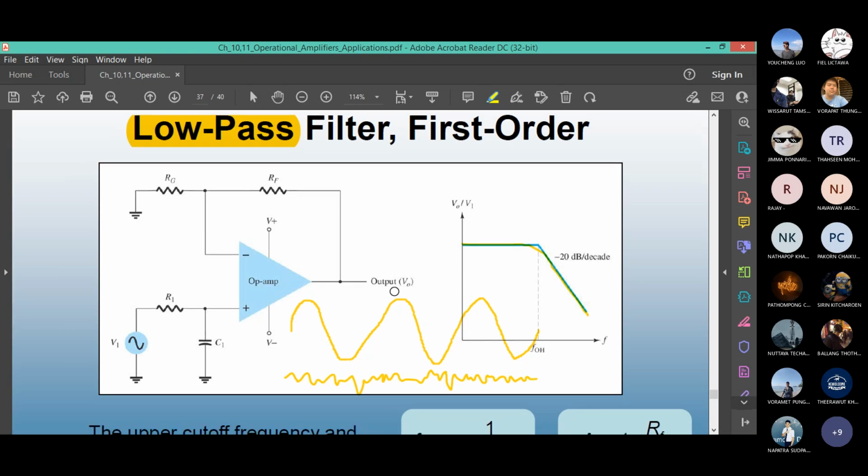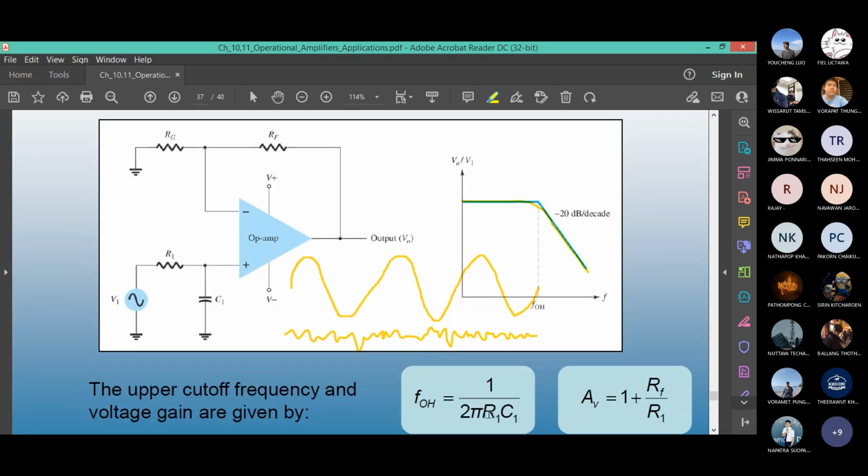There is an equation to calculate the cutoff frequency: 1 over 2 pi R1 C1. A V, I don't think this is quite right. I think it should be 1 plus RF over RG, because when you have a non-inverting pin, we have seen that the ones connected to the inverting pin are used for gain calculation. Please double check this one. I have a doubt about this one.